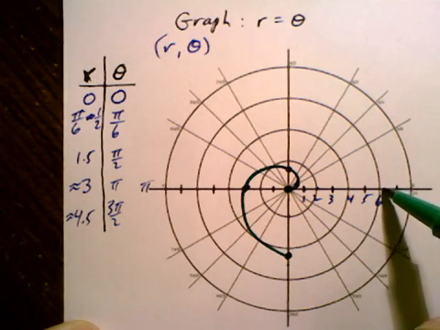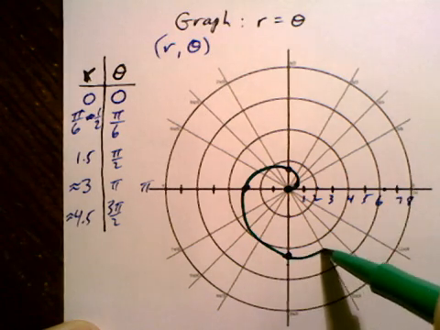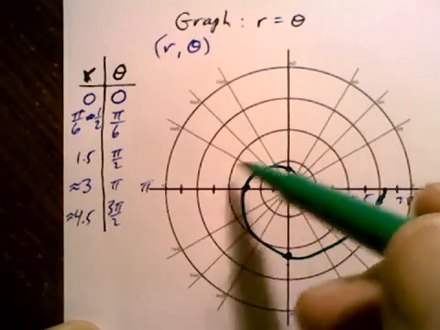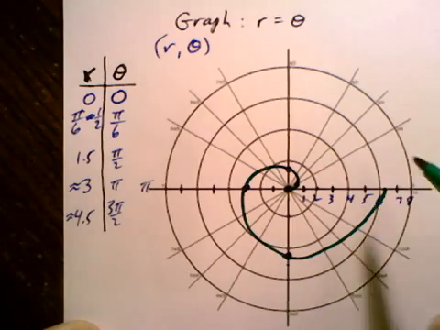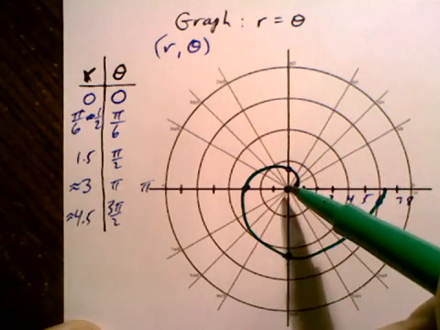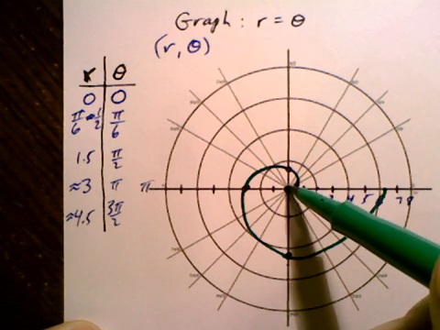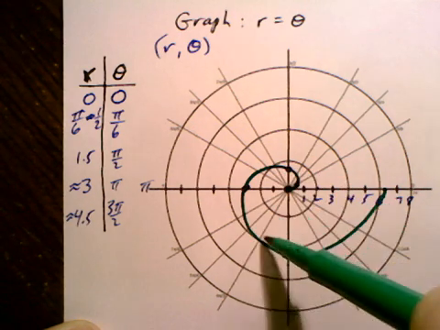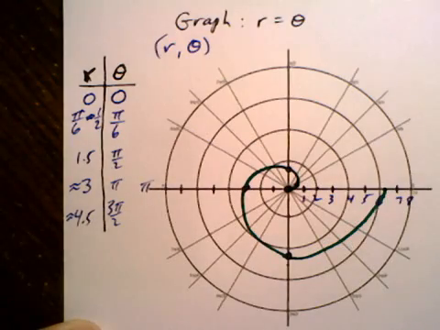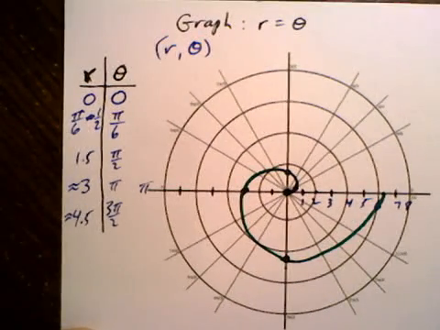2 pi is about 6.28. 3 pi is about 9. So anyway, that's all we need, to graph from 0 to 2 pi. So this is, remember, 0 to 2 pi, stops there, and it would just keep getting bigger and bigger and bigger. The spiral would just continue to get bigger and bigger.